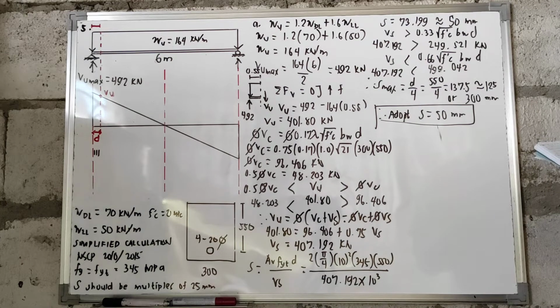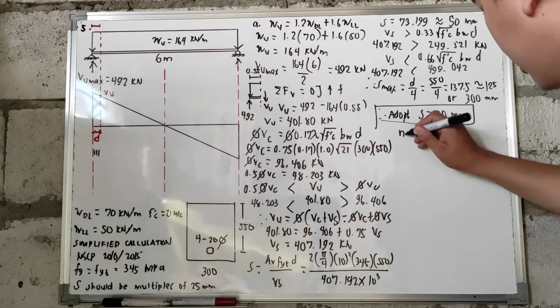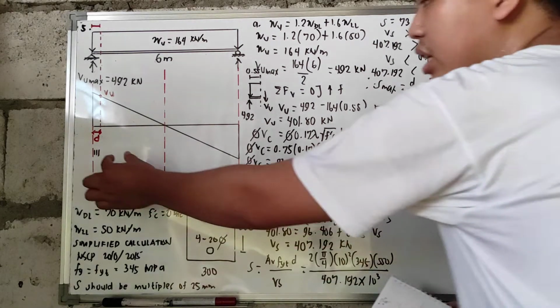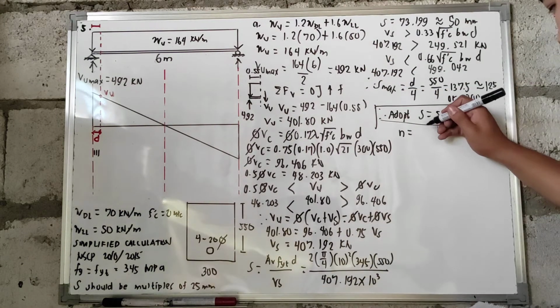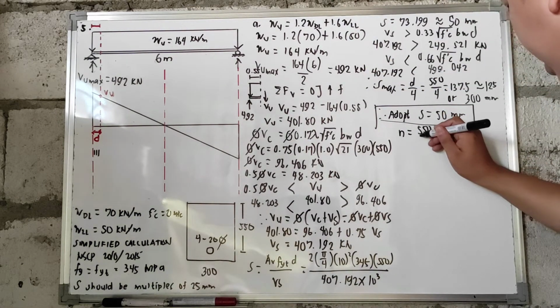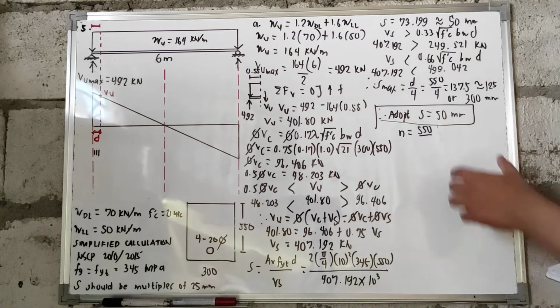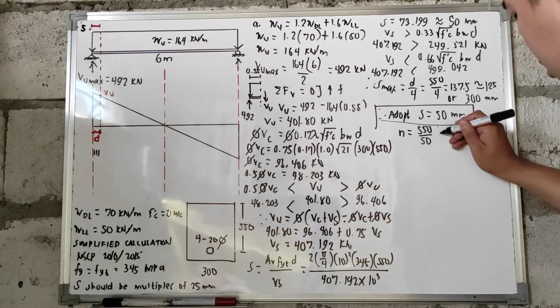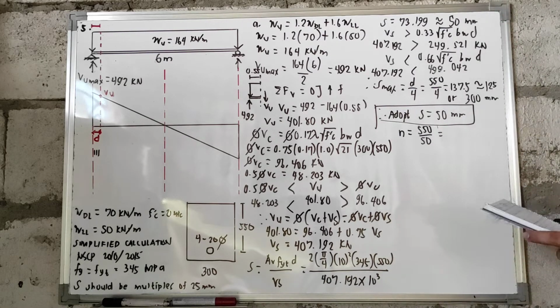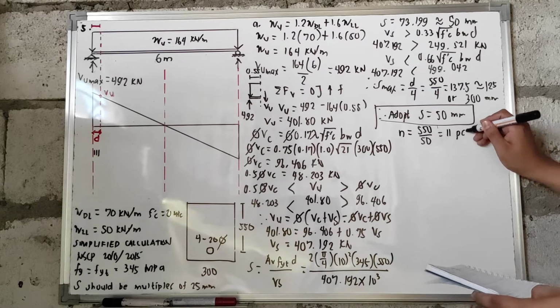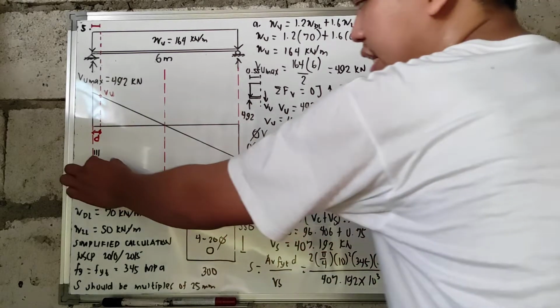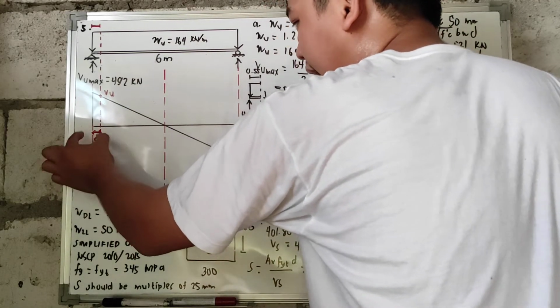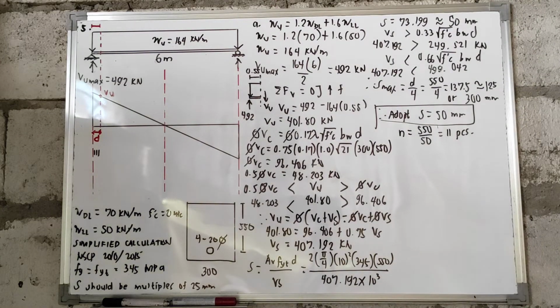So, ilang piraso ng stirrups natin yung malalagay natin sa distance na D? So, ilang piraso kaya? So, yung distance natin dito, di ba, that is 550 mm over, so yung spacing niya, that is 50. So, we have 11 pieces. So, meron tayong 11 pieces ng stirrups na nakalatag at a certain distance D.